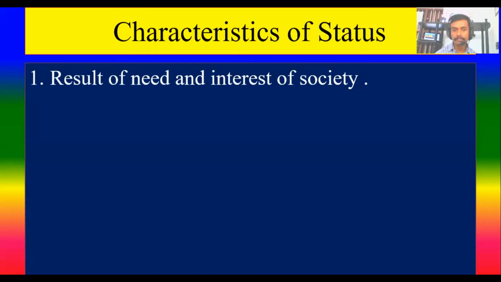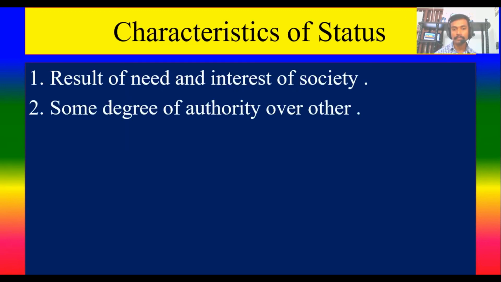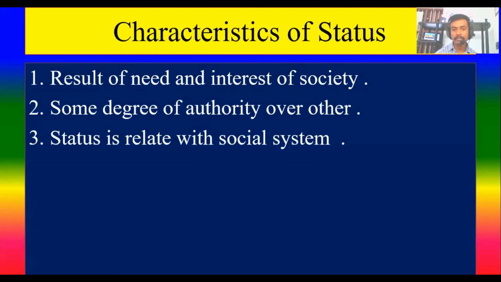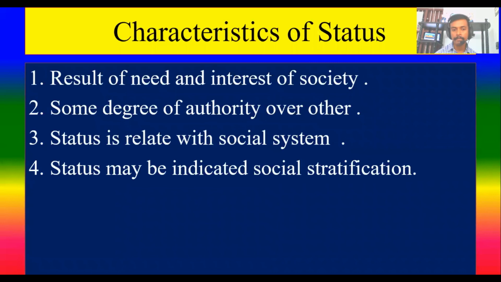Characteristics of status. First, it is a result of the need and interest of society. It carries some degree of authority over others. For example, a person with more power has more status. Status is related to the social system. Status may be indicated by social stratification, which means division of society: high status people, high class, like this.